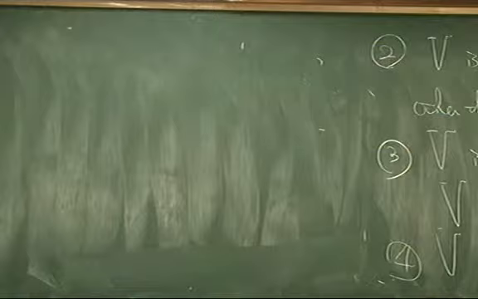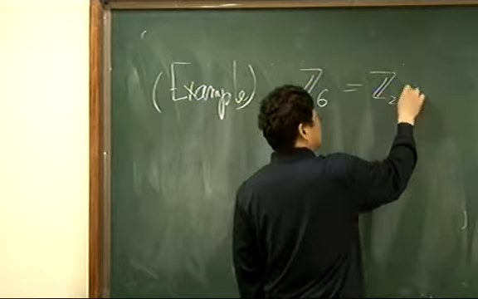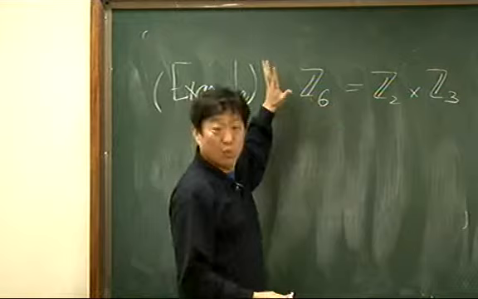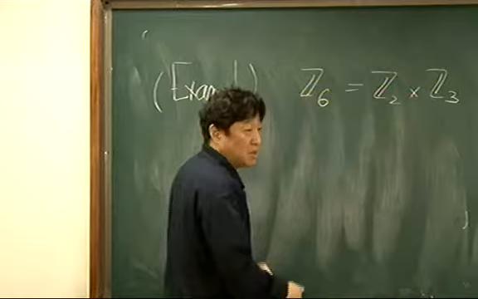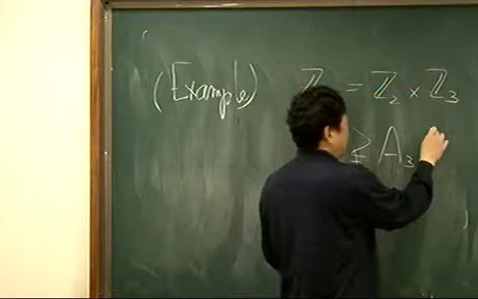groups, okay? So Z6, this is the direct product of Z2 and Z3, okay? And so we may view this as an example of completely reducible modules. But consider S3, okay? S3 has A3, which is isomorphic to Z3, okay? And this is simple, right?